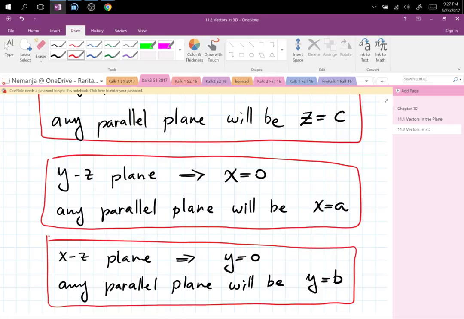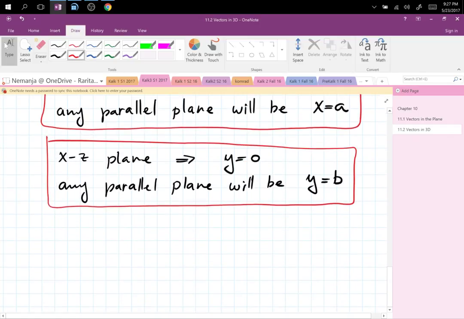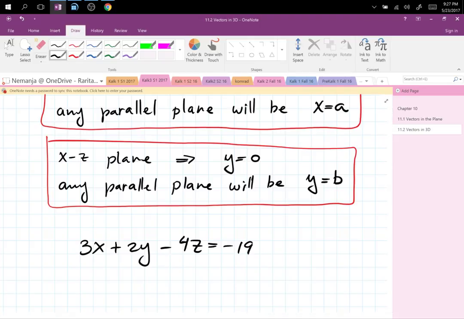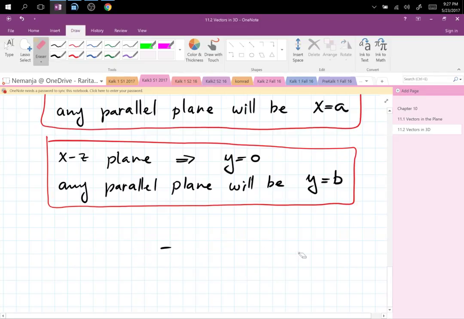Now we are going to have slanted planes, something that looks like this, let's say. Those planes we'll study later in the course. They will have an equation like, I'm going to erase this, 3x plus 2y minus 4z equals negative 19. That's how the slanted planes will look later, and we are going to use them as tangent planes and approximation and stuff like that. So everything that you did in Calc 1, we're just going to bump it up by a dimension. So that's the simple planes.